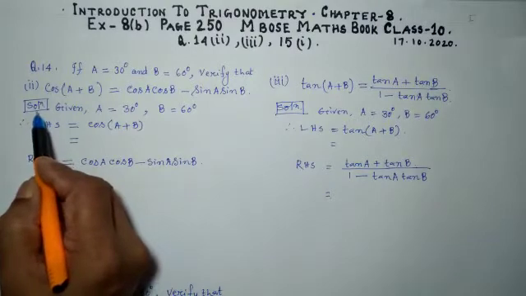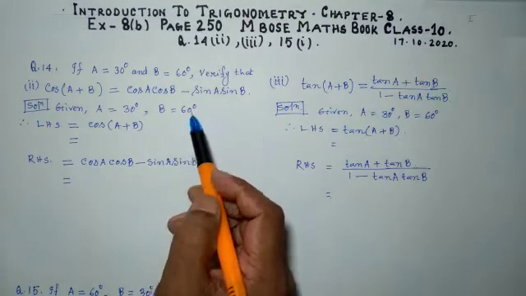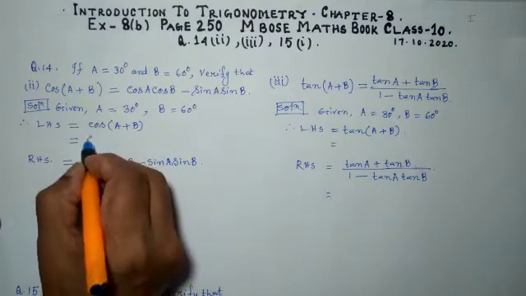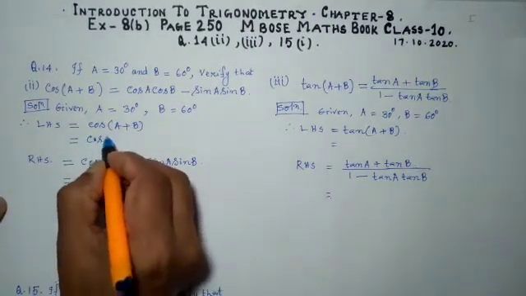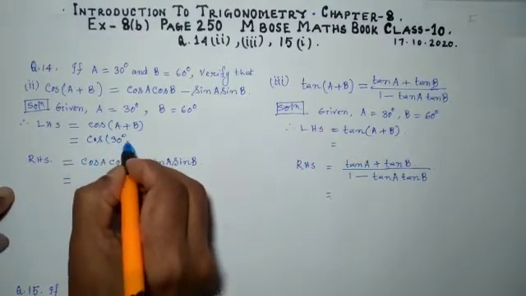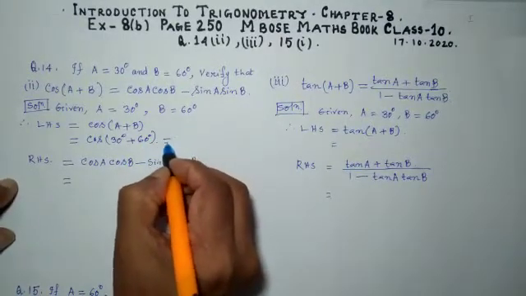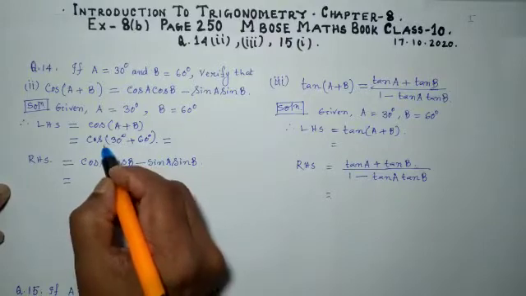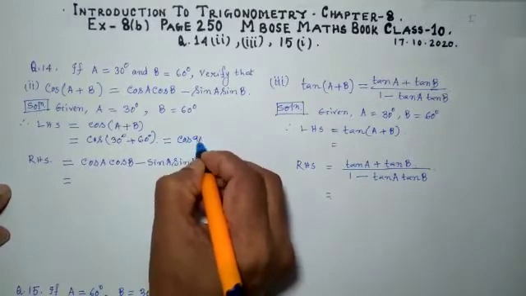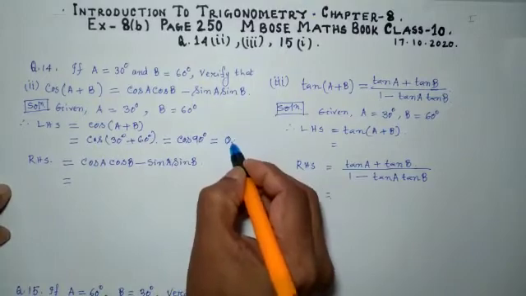It is a similar question. So the solution, given we write the value of A 30 degree and B is 60 degree. So left hand side is cos of A plus B. So our first work is to write the value of A and B. So what is the value of A? Right here A is 30 degree plus what is the value of B? It is 60 degree. And next work is to add this 30 degree plus 60 degree. So it will be cos of 30 plus 60, which is what? 90 degree. And what is the value of cos 90? It is 0.